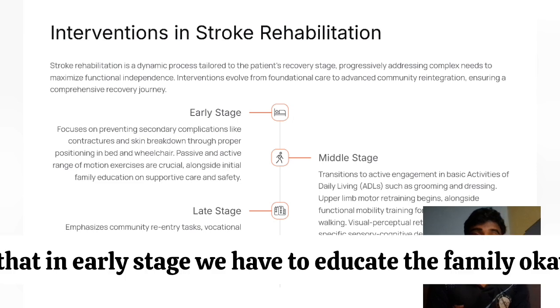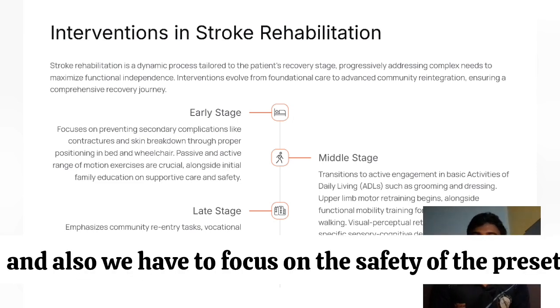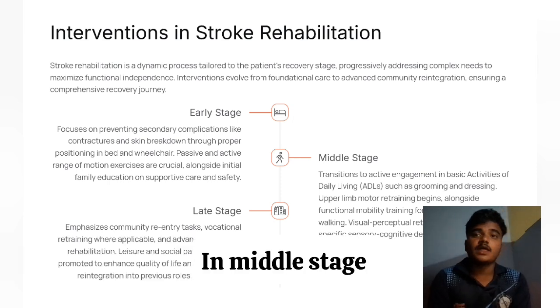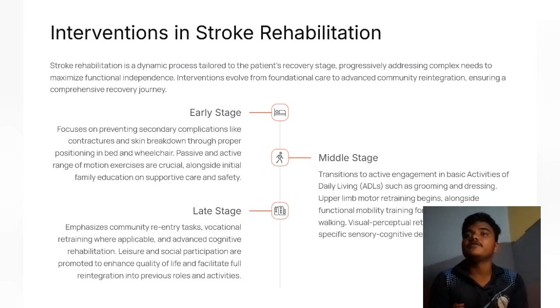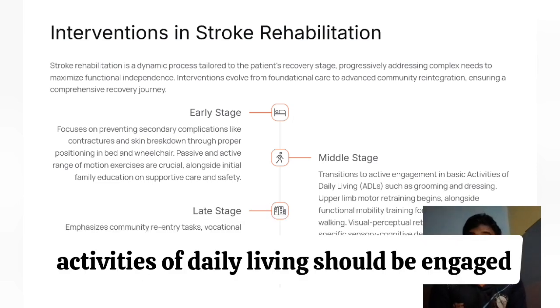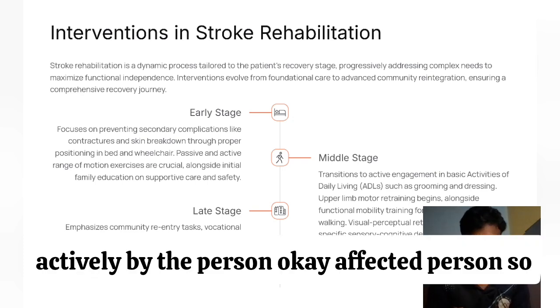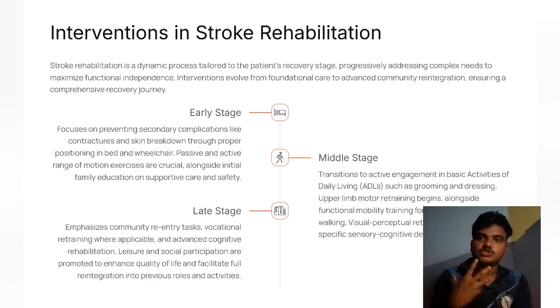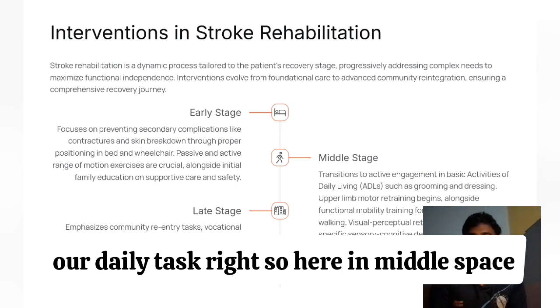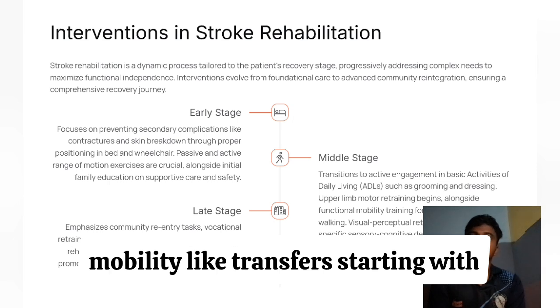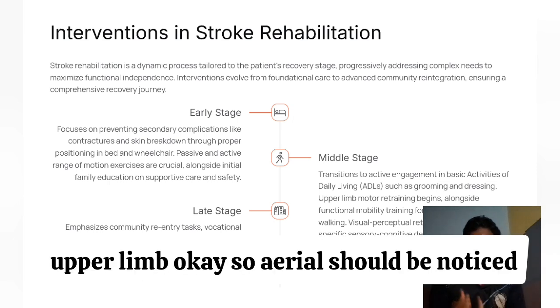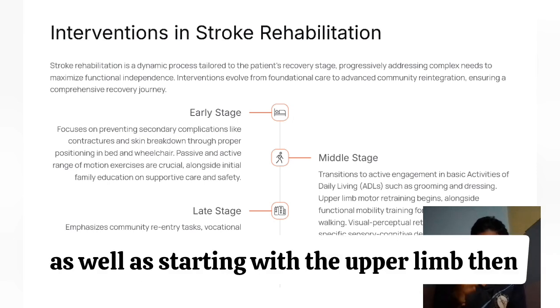Along with that, in the early stage, we have to educate the family, and also focus on the safety of the patient. In the middle stage, we are going to focus on the ADL of the person, such as grooming and dressing. Not only that, every activity of daily living should be engaged in actively by the affected person. The upper limb is much more important for our daily tasks, right? So here in the middle stage, we have to focus on that. Alongside, we have to focus on functional mobility, like transfers, starting with the upper limb.